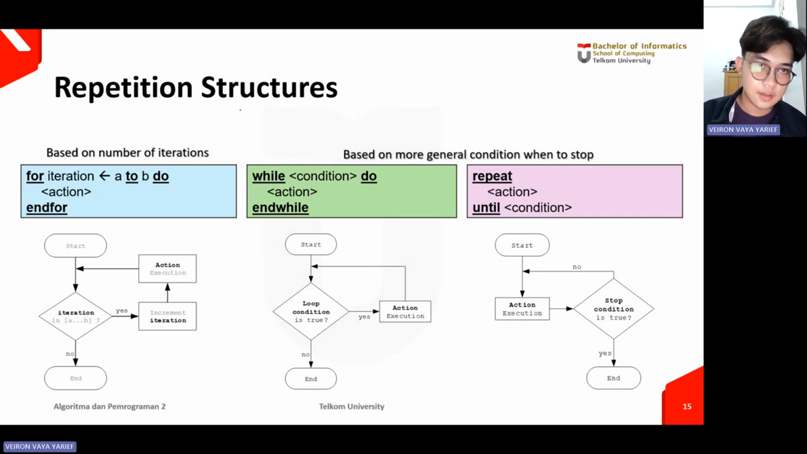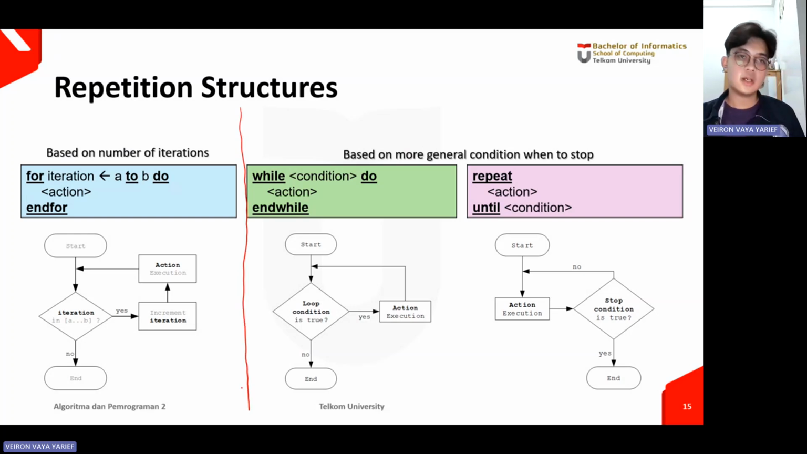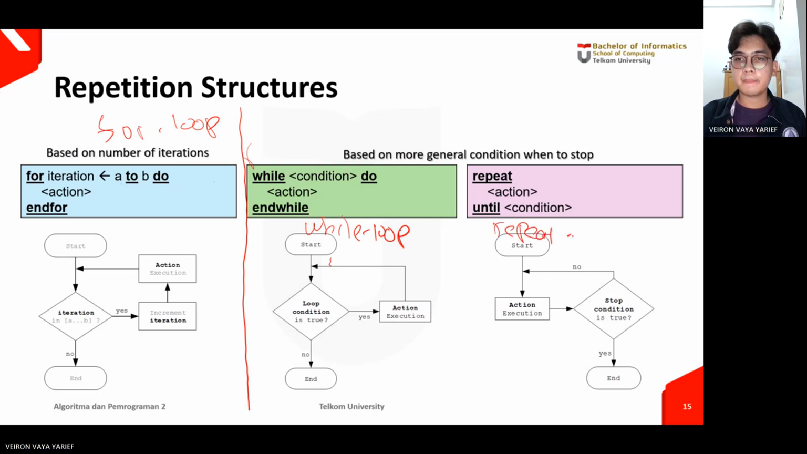And now we have repetition structures. We divide them like this: based on a condition and based on iteration. If you are familiar with this, the one on the left is a for loop, this one is a while loop, and this one is repeat until. Let's dive in one by one.